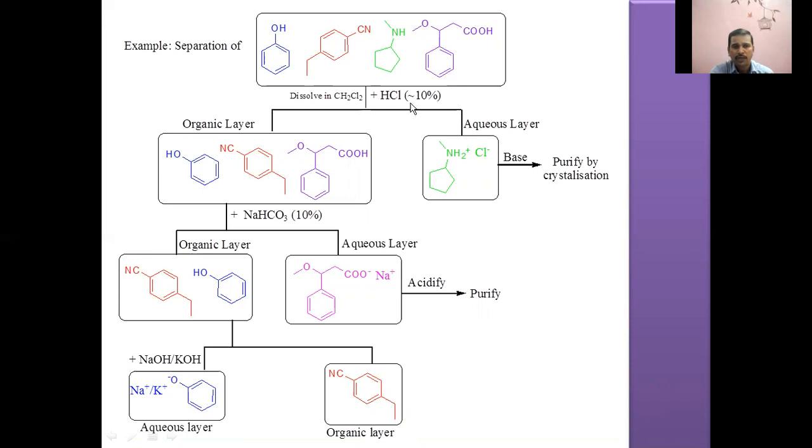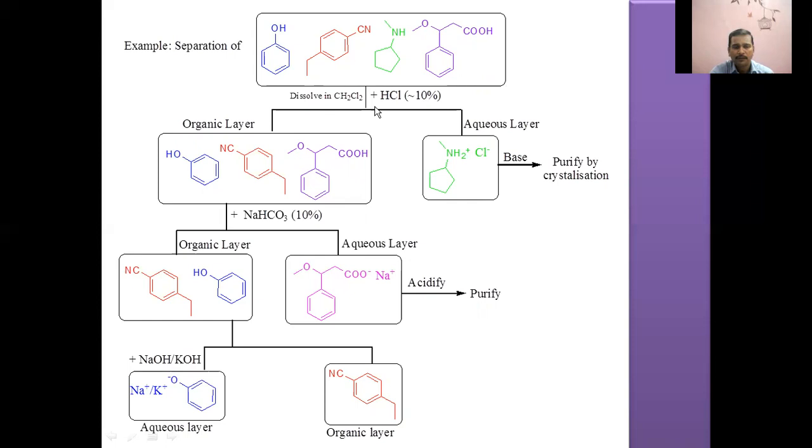One is the dichloromethane layer and the other is the aqueous layer of hydrochloric acid. Hydrochloric acid will selectively react with this methyl aminocyclopentane to convert it into methyl aminium cyclopentane chloride. So this is present in the aqueous layer. Release the aqueous layer, add excess of base, purify by crystallization. You get back this. So in one shot, you have separated 1 compound from the other 3.